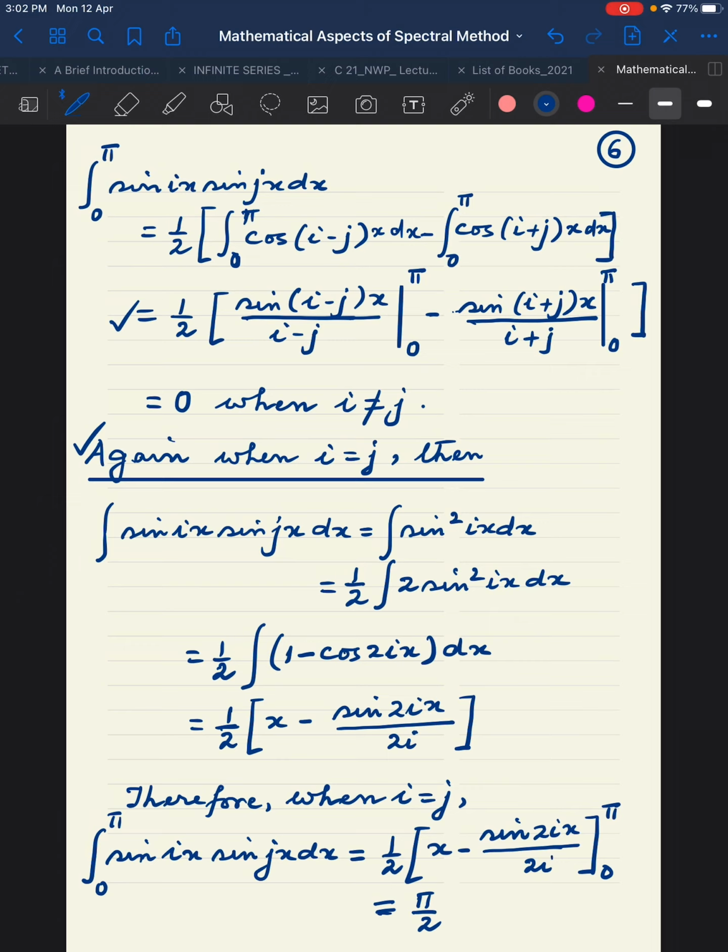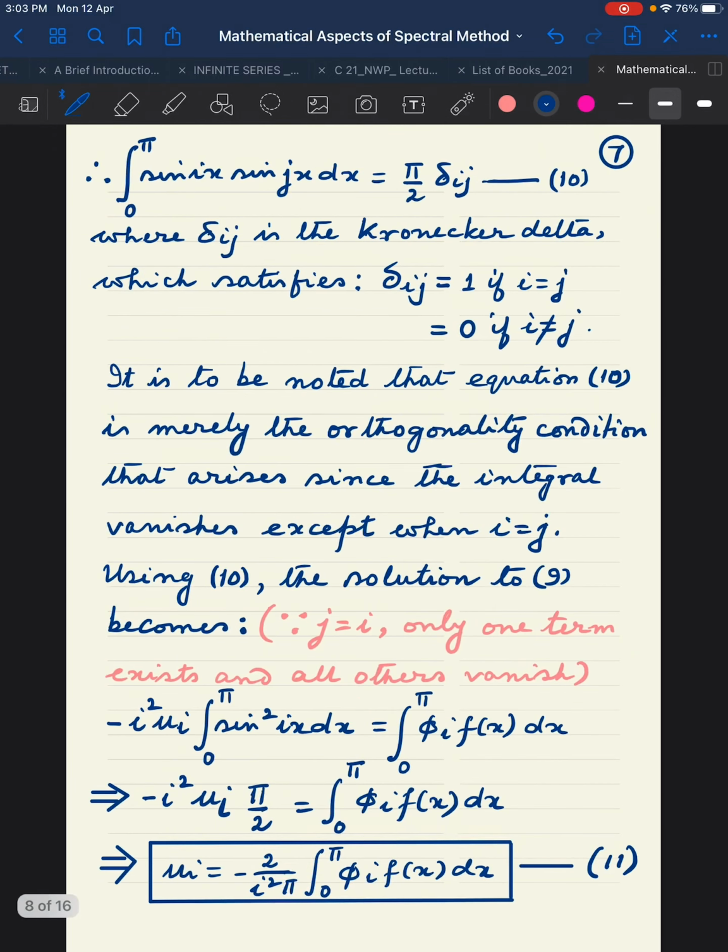Now the integral from 0 to pi of sin(ix) sin(jx) dx will be half of [x minus sin(2ix)/2i] from 0 to pi, and finally it becomes pi by 2. So what we got finally is that the product of the basis functions within the given domain is 0 if i is not equal to j, and it is equal to pi by 2 if i is equal to j. So we can say that they are orthogonal.